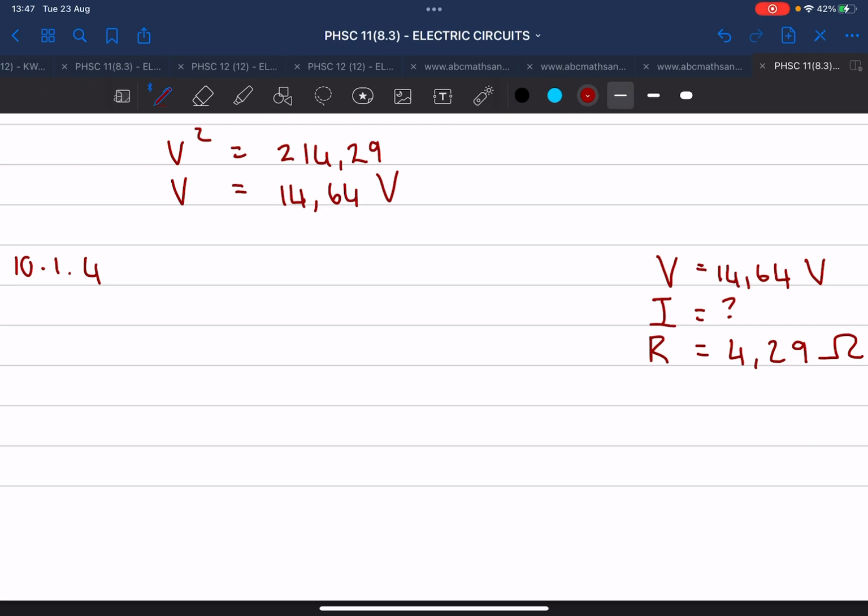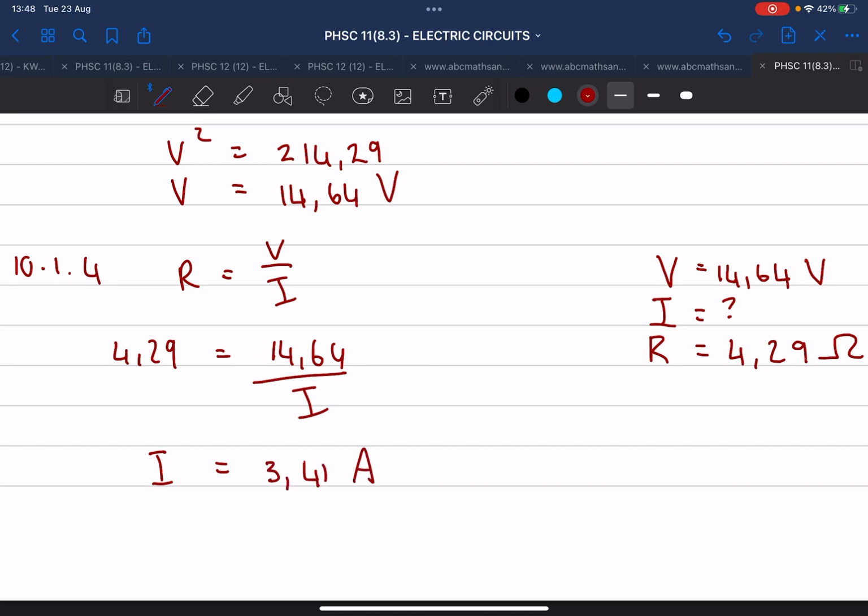Okay, so what formula are we going to use? R is equal to V over I. We know what R is? We know what V is? We want I. So then I is equal to? It's 3.41 amps. Yes, you cross multiply.